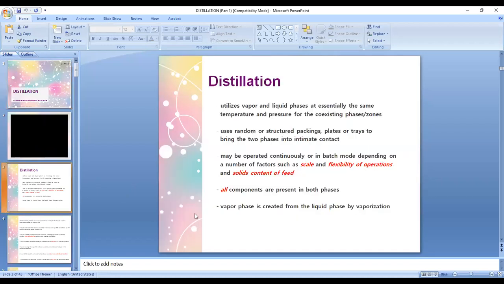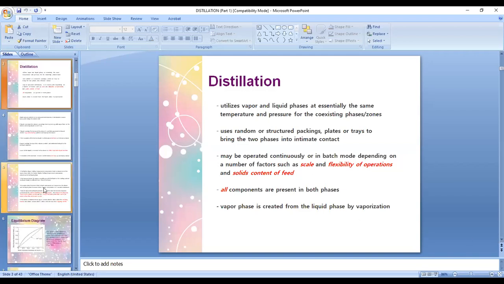So when we speak of distillation, we have been talking about unitary processes wherein 2 streams or phases are being contacted. So in distillation, initially we only have 1 phase. In distillation, we utilize the vapor and liquid phases at essentially the same temperature and pressure for the coexisting phases and zones. It uses random or structured packings, plates, or trays to bring the 2 phases into intimate contact. The phases being referred to here are the liquid and the vapor phases.